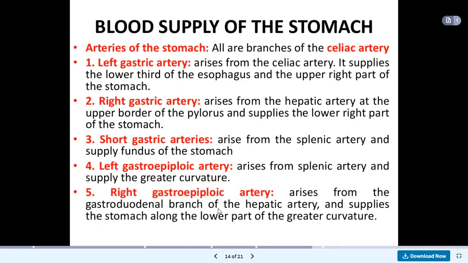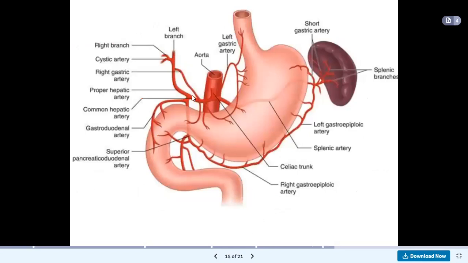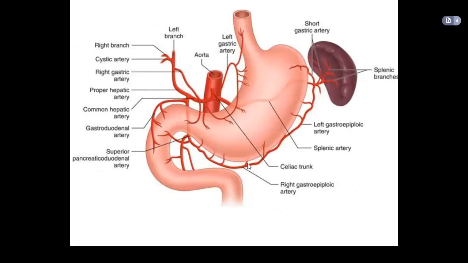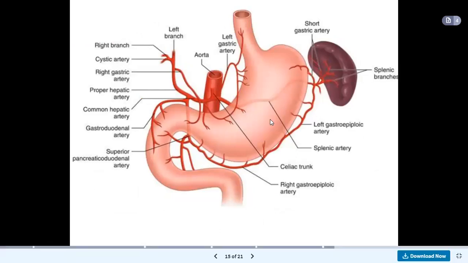So the gastroduodenal branch of the hepatic artery is this one. This is the hepatic artery, and a branch of it comes down here. Here you see the gastroduodenal artery, which comes down to form the pancreaticoduodenal artery, and then that branches off to form the right gastroepiploic artery, or gastro-omental artery. So this is the arterial supply of the stomach.